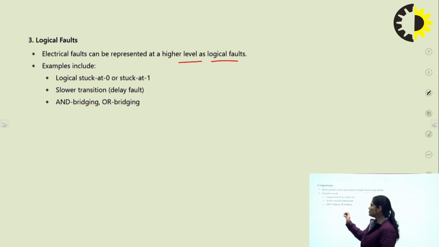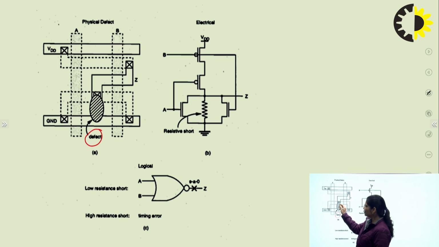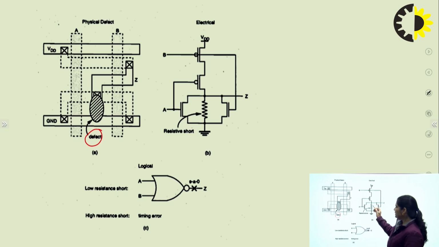Now, AND bridging or OR bridging. These are the types of faults that are there. We can see the structure, where here is a defect. This is a contact, and this is a layout. So, this is a defect here. Now, you can see this is a resistive short defect.